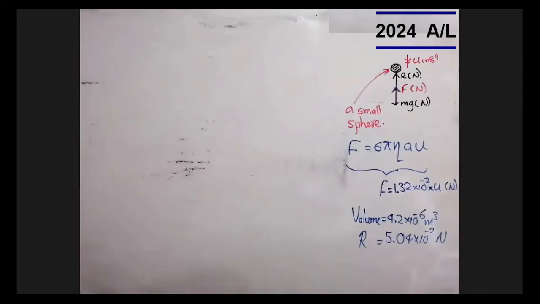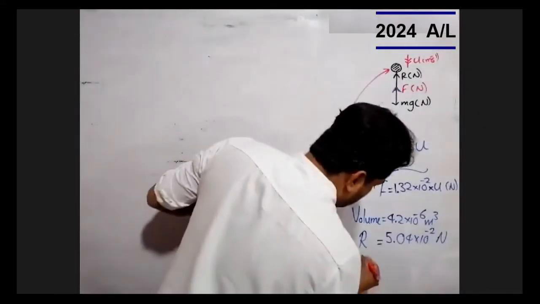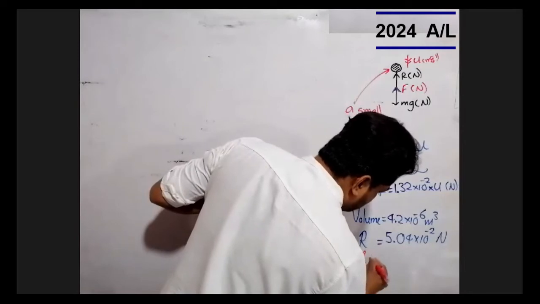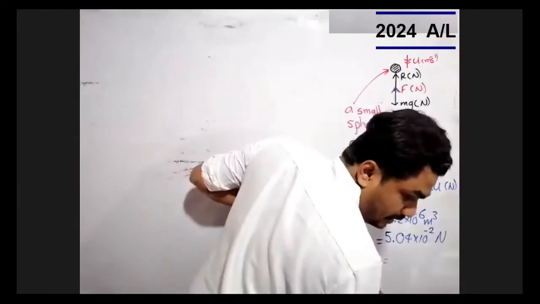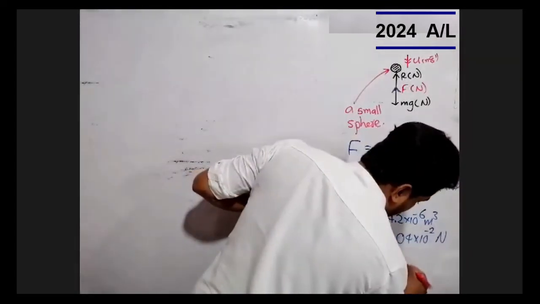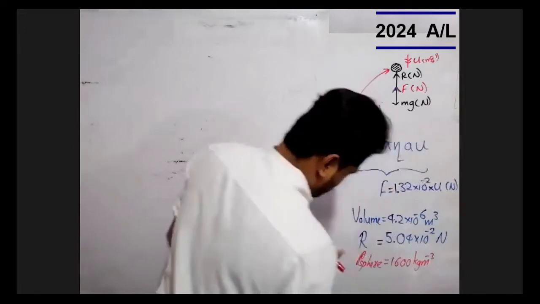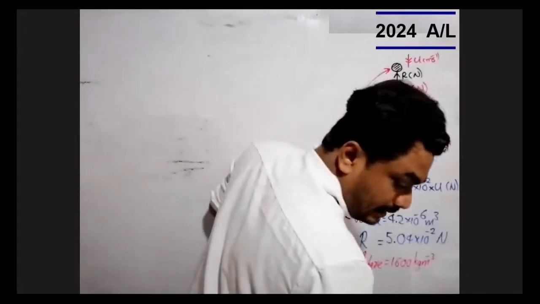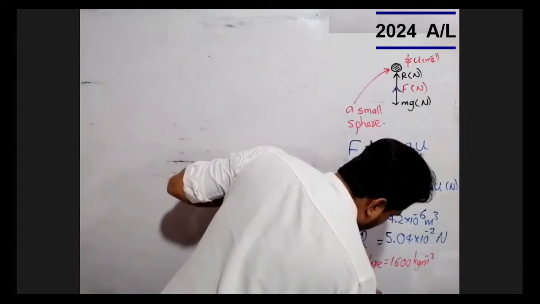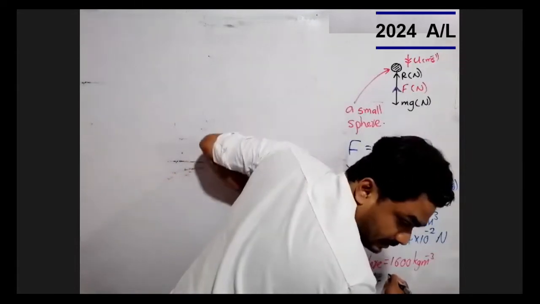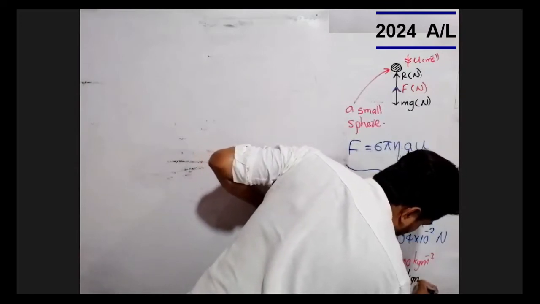In addition, they have given us some data. They have given the density of the sphere. The density of the material of the sphere is given as 1,600 kilogram per cubic meter. The density of the liquid in which the sphere is moving is 1,200 kilogram per cubic meter.